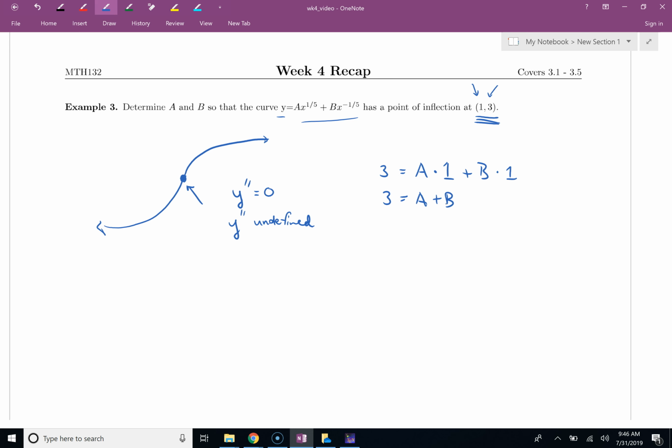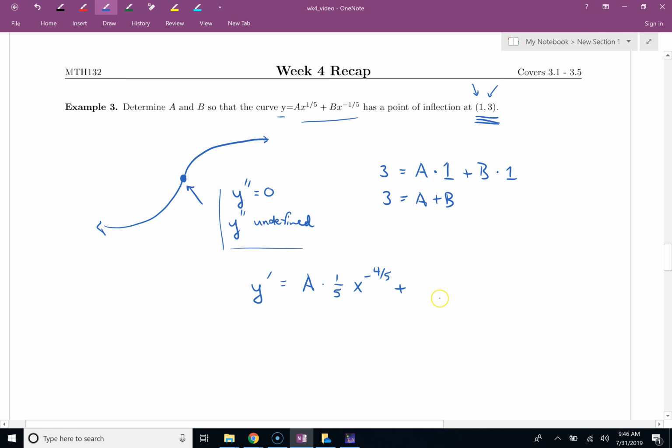So, all right, let's go ahead and use the other piece of information here, that the second derivative needs to be either 0 or undefined. So let's go ahead and start taking derivatives. If I take a first derivative here, a is constant, so it's just along for the ride. And when I take the derivative of x to the 1/5, using the power rule, the 1/5 comes down, and I reduce my power by 1. So 1/5 minus 1 will be -4/5.